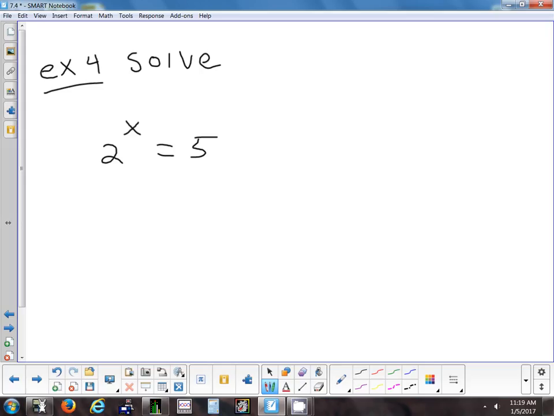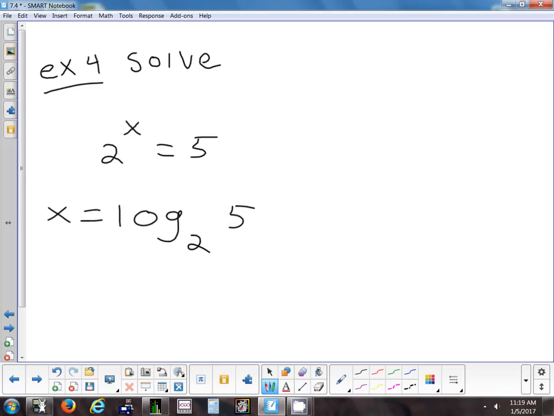All right, how would I type that in? Let's change it to log first, and then we'll use our calculator. Can you go ahead and tell me how to change it to log? Log base 2 of 5 equals x. Exactly.